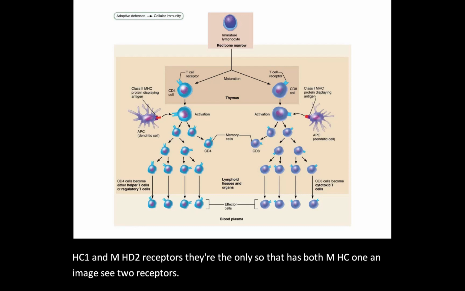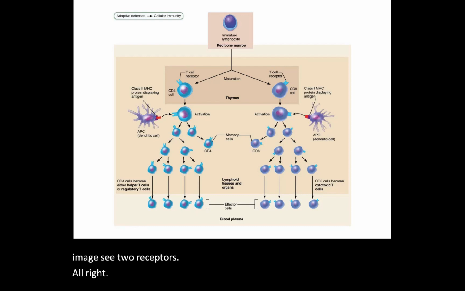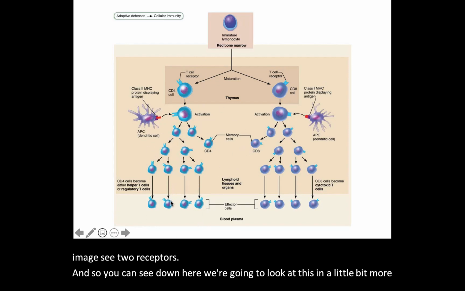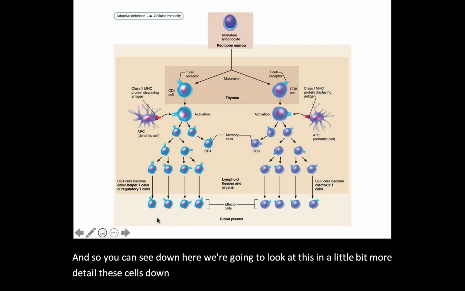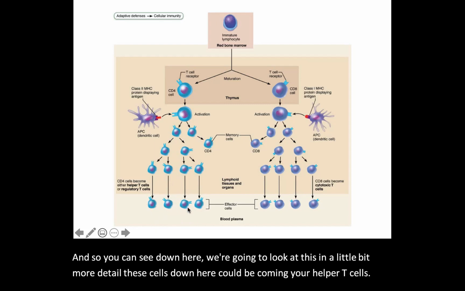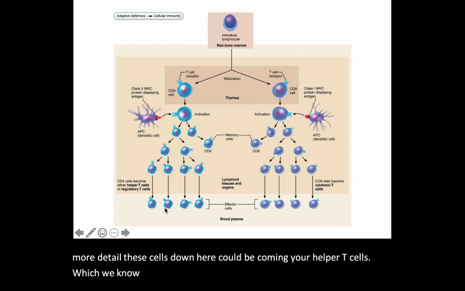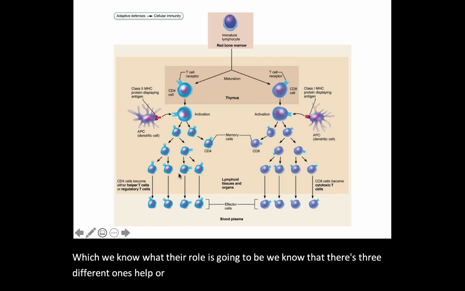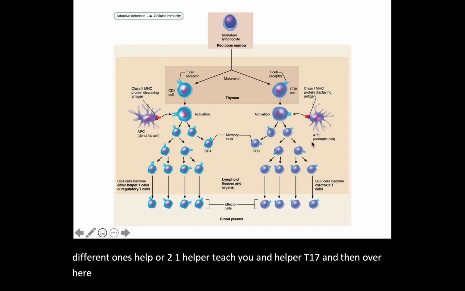All right. And so you can see down here, and we're going to look at this in a little bit more detail, these cells down here are becoming your helper T cells, which we know what their role is going to be. We know that there are 3 different ones, helper T1, helper T2, and helper T17. And then over here, these cells are going to become your cytotoxic cells.